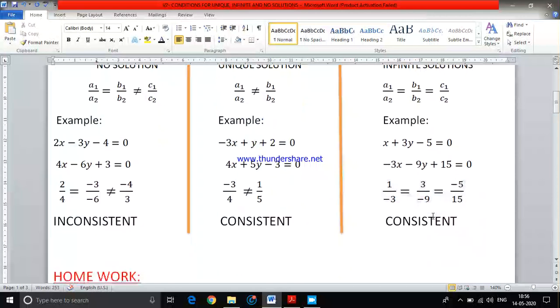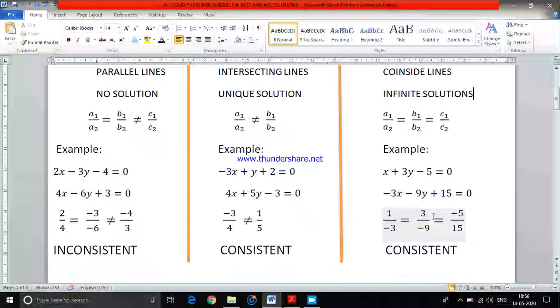Okay. Now here I have used a few more examples. I hope you understand this example. To decide no solution, unique solution or infinite solution, I have to find a1 upon a2, b1 upon b2 and c1 upon c2. If all these three ratios are equal, then I'll go for infinite solutions. If a1 upon a2 is not equal to b1 upon b2, then it will be a unique solution. And the third one is a1 upon a2 equals b1 upon b2, but this ratio is not equal to c1 upon c2. Then I can say they are parallel lines and there is no solution.